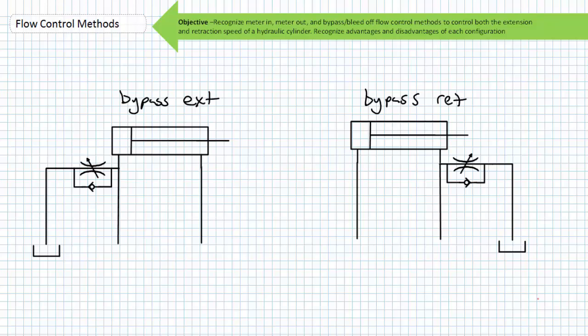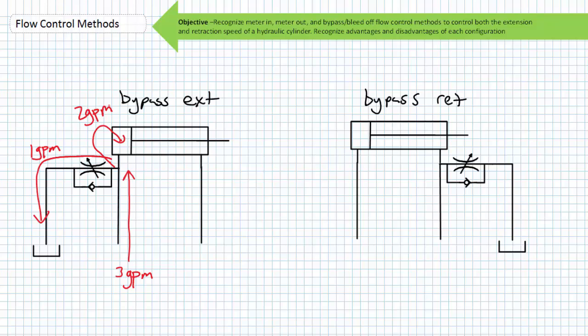Again, this is kind of like the Kirchhoff's current law of hydraulics. Flow in always equals flow out. If our pump is supplying 3 gallons per minute and 1 gallon per minute is being purposely diverted or bled off, only 2 gallons per minute is available to extend or retract our actuator.